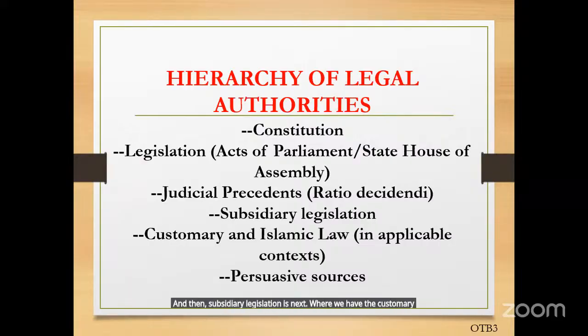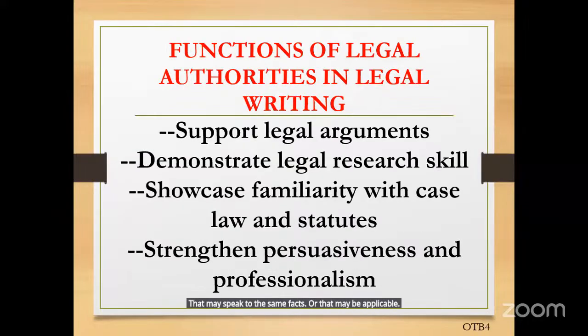Then the judicial precedent, ratio decidendi, can come in, and then subsidiary legislation is next, where we have the customary and Islamic law, where they are applicable to the subject matter. And then those persuasive sources, which we have discussed earlier on. So this is the hierarchy. If the Constitution says something about a subject, the Constitution is superior to every other legislation that may speak to the same facts or that may be applicable to the subject matter.